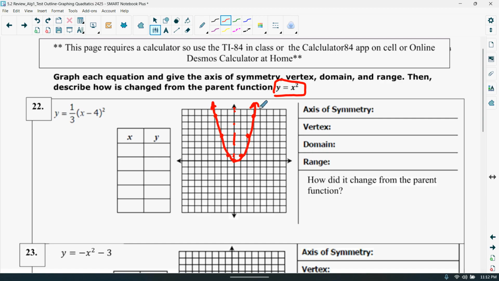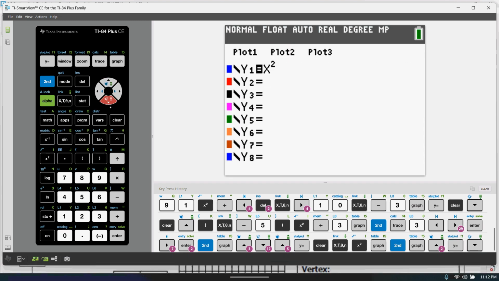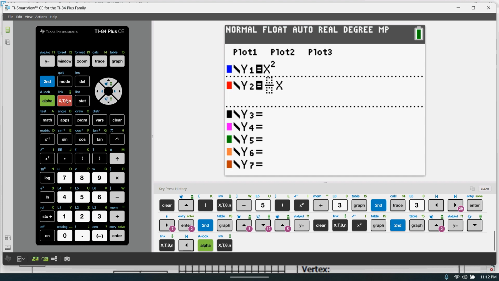And we're going to compare our new graph with that parent function. So we want to go to y equals, and for y2, we're going to type 1/3. So alpha x, oops, sorry. So give me my fraction box. We've got a 1 on top, a 3 on the bottom. We're going to arrow to the right and open up some parentheses here. We're putting x minus 4, close the parentheses, and square it. Okay? And we're going to graph, and we're going to compare.